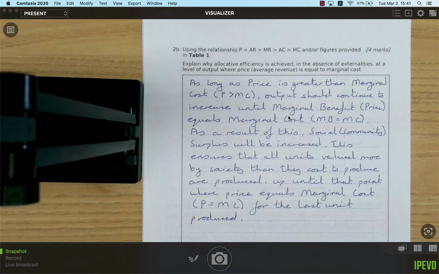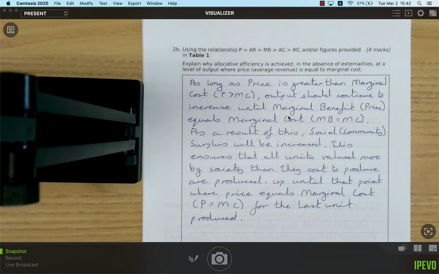So as a result of increasing production until marginal benefit equals marginal cost, or until price equals marginal cost, which is the marginal benefit to the consumer, social or community surplus will be increased. This ensures that all units valued more by society than they cost to produce are produced. What do I mean by that? Well, how much do you value something? Your willingness to pay. As long as you're willing to pay the price, you value it at least that, maybe even more. So we should continue to increase output, which would cause the marginal benefit to fall and the marginal cost to rise, until the two are equal, because there are extra gains from extra trades that society could benefit from that aren't taking place.